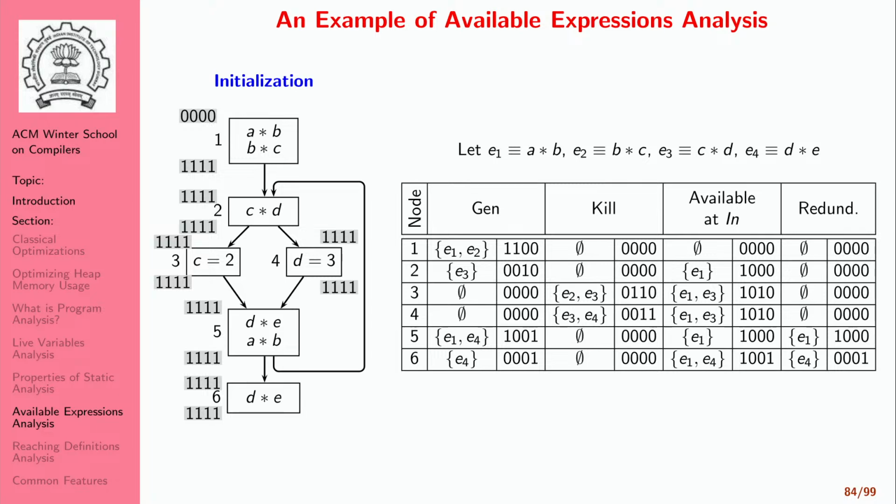So now this is the initialization, and at the start we are saying no expression is available, and now we assume that all expressions are available everywhere. So this is the first iteration. Please tell me what change will happen in the second iteration. Please work it out.